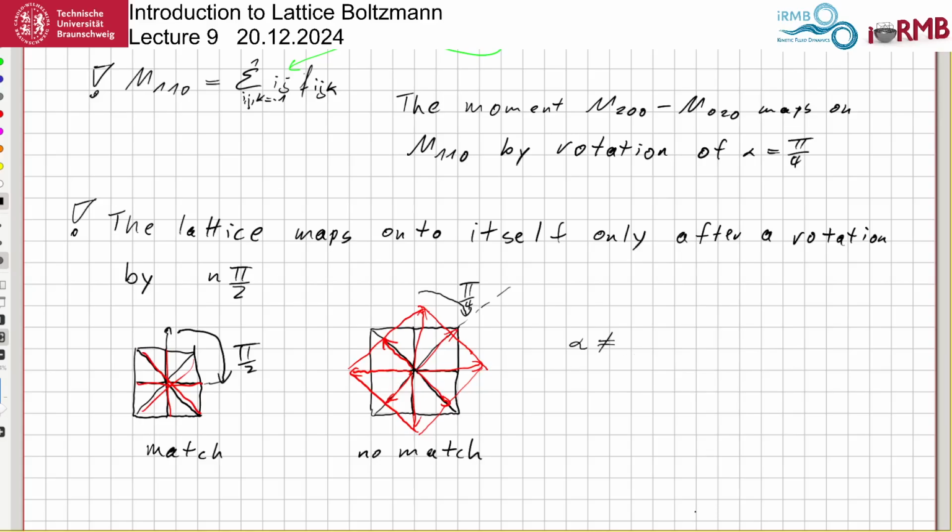Meaning that if alpha is not equal to n times pi half, I would say that numerically, due to the discretization, M110 and M200 minus M020 would be in different sets. And there are, in fact, lattice Boltzmann methods where we choose to have them with different relaxation rates, in particular if we also combine this with a speed of sound that is not the standard speed of sound. Okay. Are you following me?